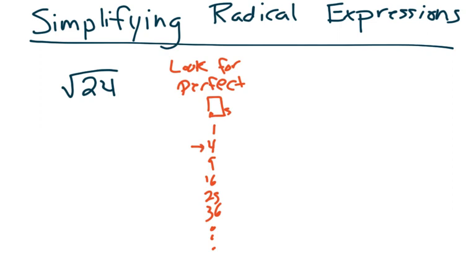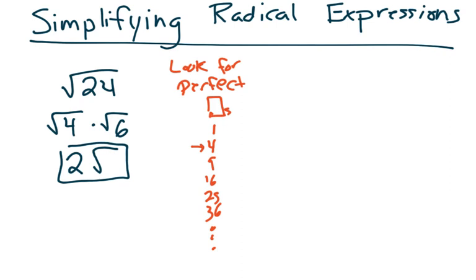So the square root of 24, 4 goes into 24 6 times. Well, the square root of 4 is 2. So we would simplify this as 2 square roots of 6.